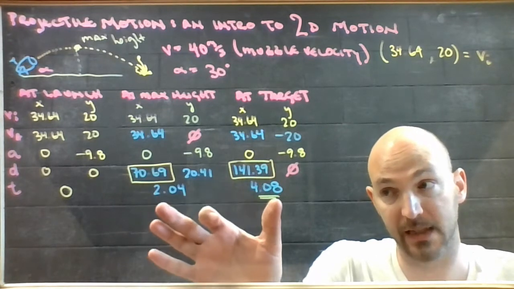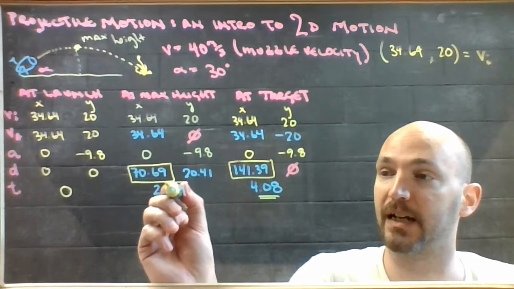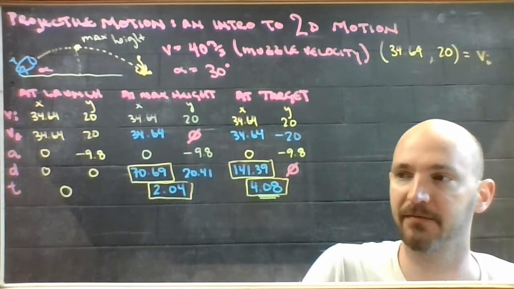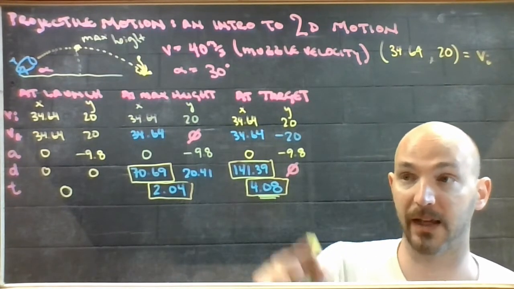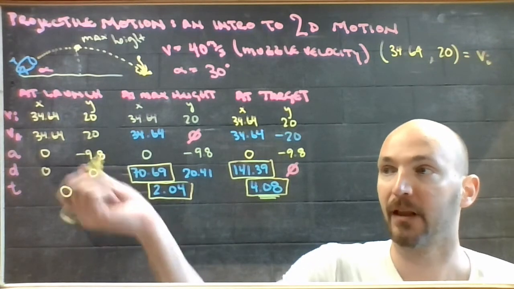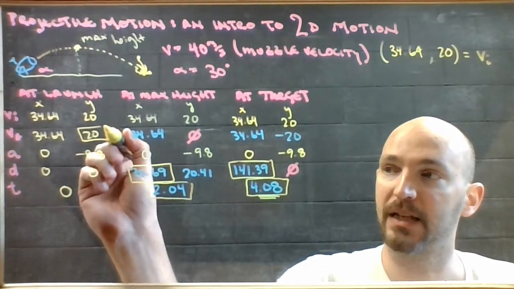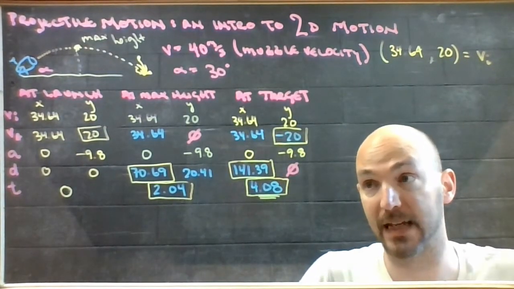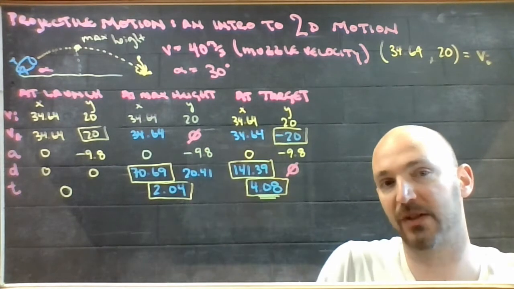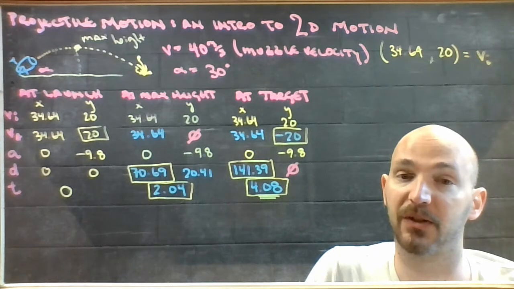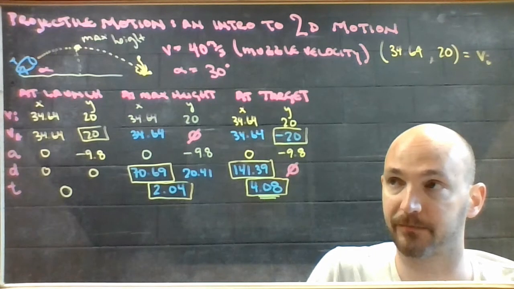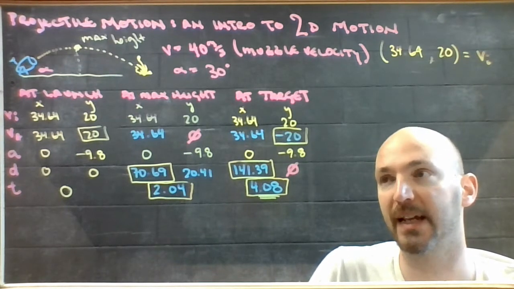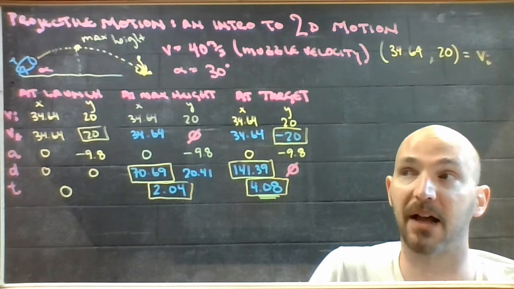Now, if that's true about distance, it should be true about time as well. And so if you check that, if it takes 2.04 to get halfway, then it should take twice that to go the other half. 2.04 doubled would be 4.08, which is what we have. You should also have your speed here and your speed here being the same number, but one is up and one is down. And as long as those 3 checks all work out, then you know that you've done your projectile motion problem correctly.